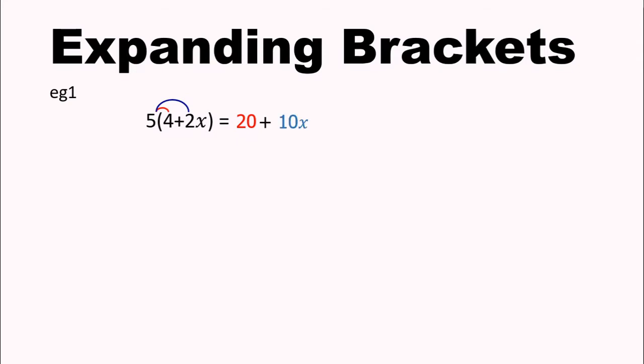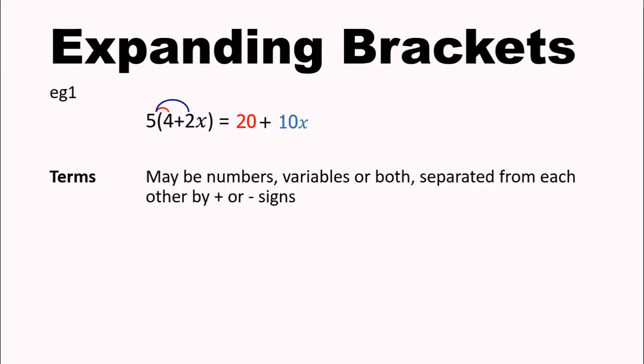Remember, terms may be numbers, variables, or both, and they're separated from each other with either a plus sign or a minus sign. So here I've got 20, which is a term which is separated from 10x because there's a plus sign in between them. 20 is a number term, while 10x is a combination of a number and a variable.